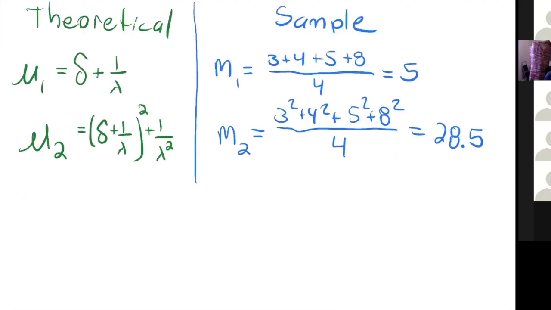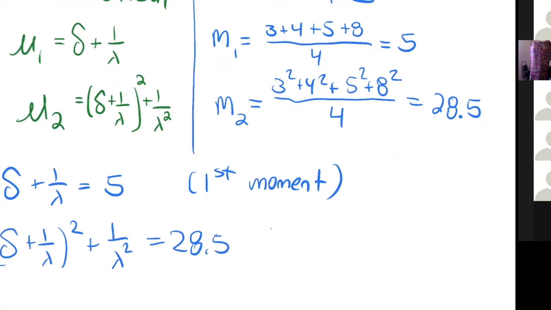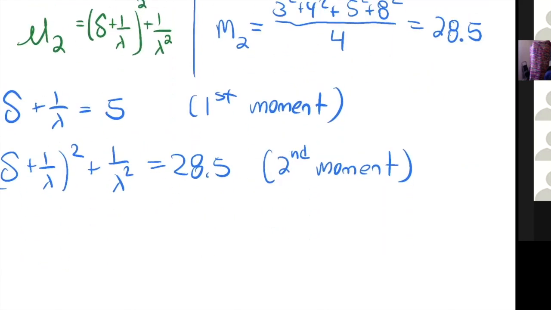And then we set them equal to each other. So I would set delta plus 1 over lambda equal to 5. And then I'm going to take delta plus 1 over lambda squared plus 1 over lambda squared, and set that equal to 28.5. This is the second moment. And what we get is a system of equations, okay? So I need to simultaneously solve this.